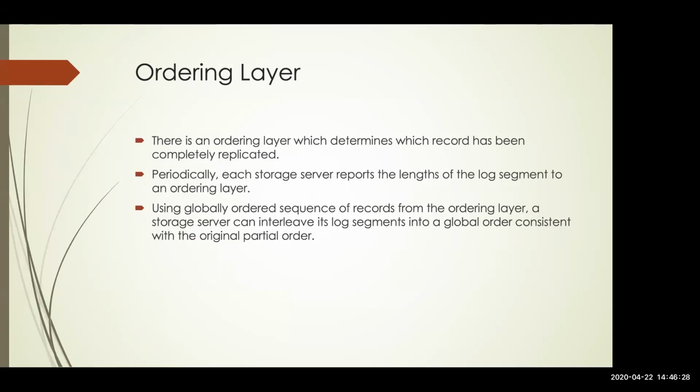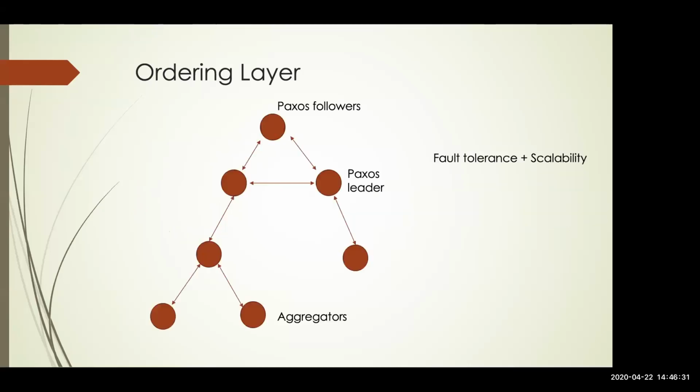Ordering layer. The ordering layer basically determines the global cut, as we saw in the previous picture. This paper has designed the ordering layer to be fault tolerant as well as scalable. The ordering layer has two parts. One is a cluster of servers which follow the Paxos protocol, with a Paxos leader and Paxos followers. This is responsible for ordering of the records. And the other part is the aggregator.